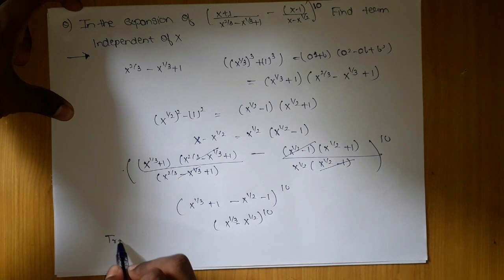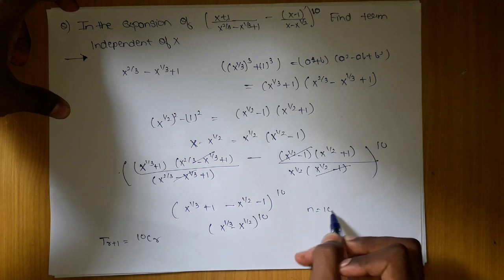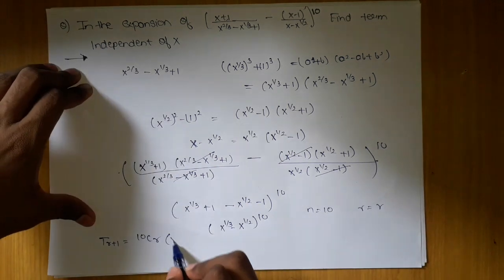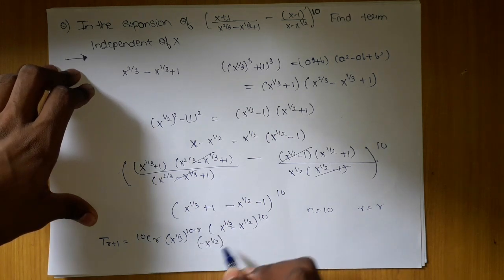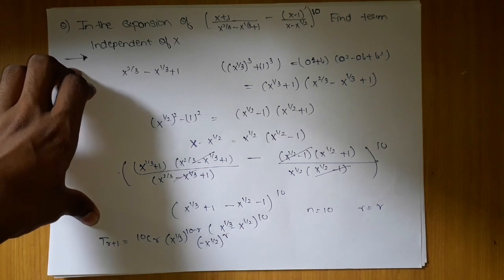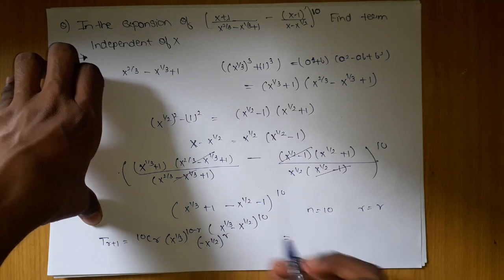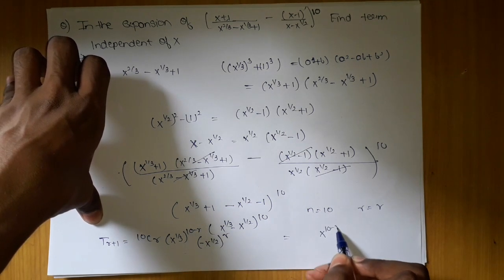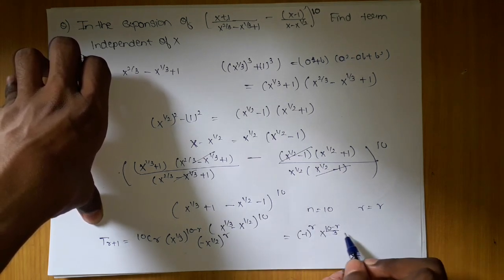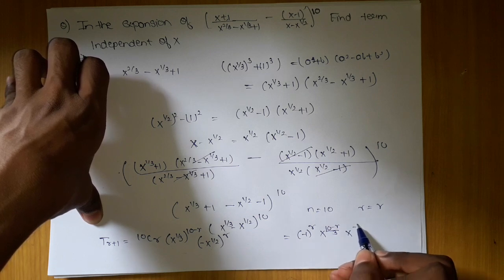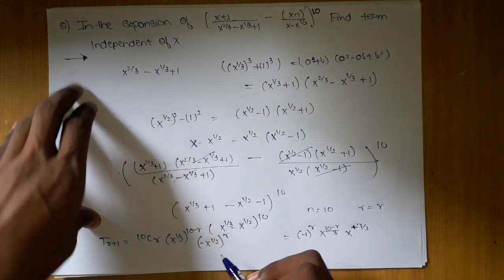So let's write the general T r plus 1 term, which is nothing but 10 C r, n is our 10 and r is our r. Here x power 1 by 3 to the power 10 minus r into x power 1 by 2 with a minus sign to the power r. If we simplify this, I know this is going to be some number. I need to equate it to 0. For this, x power 10 minus r by 3, I will take this minus 1 power r outside and use this, which will be x power minus r by 2. Sorry, x plus r by 2, because it is not in the denominator.